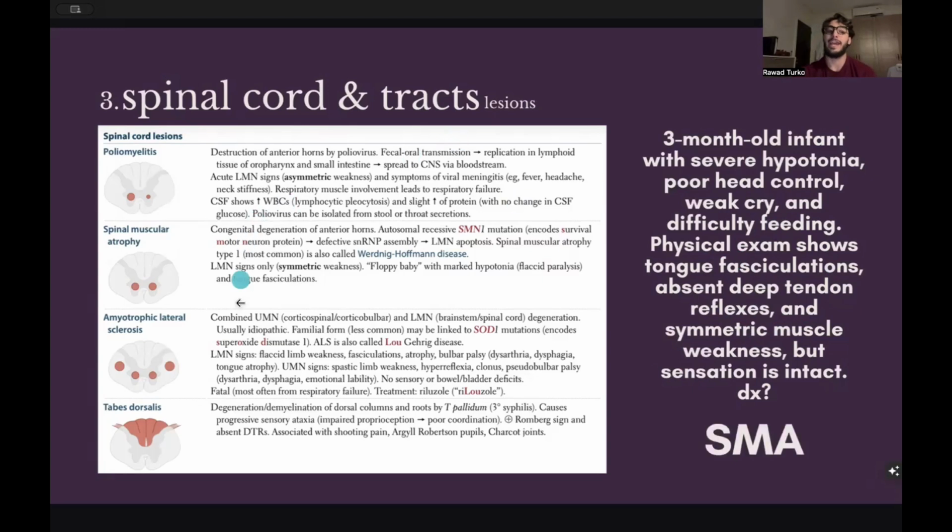Now, the reason it isn't ALS is two main things. First of all, they didn't mention any upper motor neuron signs, so just the fasciculations and the absent deep tendon reflexes and the severe hypotonia. So these are all lower motor neuron signs. The second thing is that it's an infant. A 3-month-old infant is much more likely to have a congenital cause than something that could manifest in later years or in adulthood or even in late adulthood. Okay, so this is spinal muscular atrophy. It's associated with SMN1 mutation, which has to do with mRNA processing.